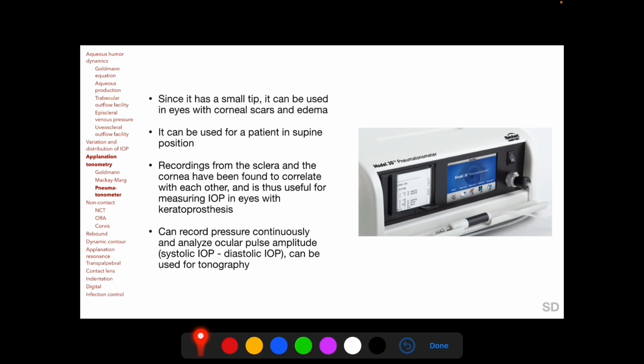And Pneuma-tonometers can record pressure continuously and so can be used for tonography to measure outflow facility, and can also analyze ocular pulse amplitude, which is the difference between the intraocular pressure in the systolic phase and the intraocular pressure in the diastolic phase of the cardiac pulse.